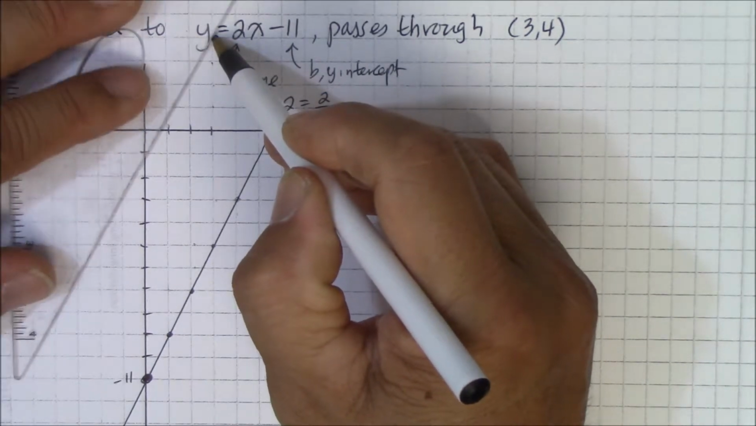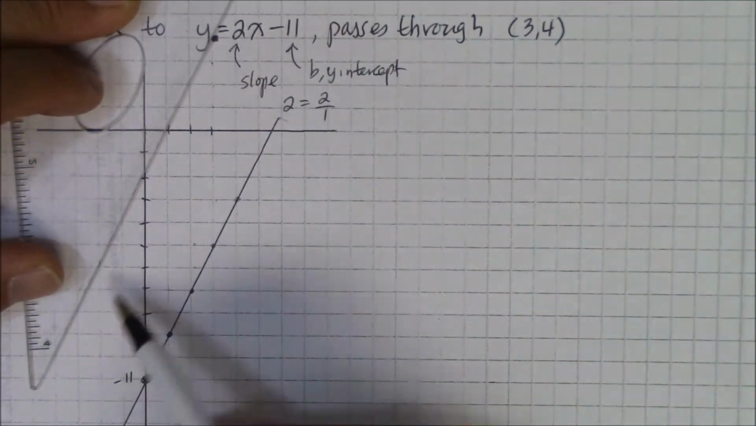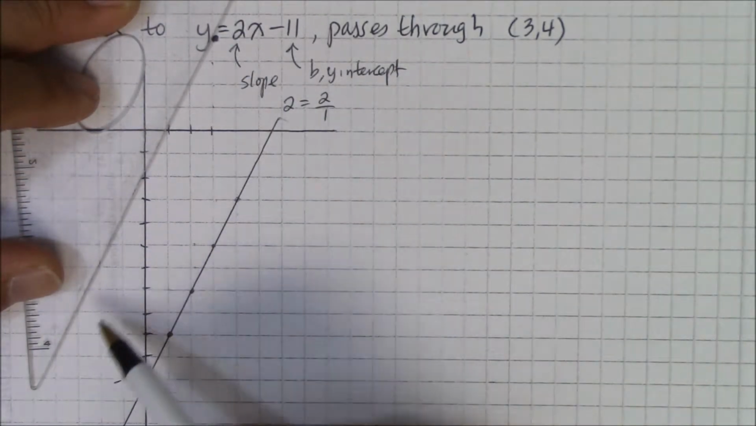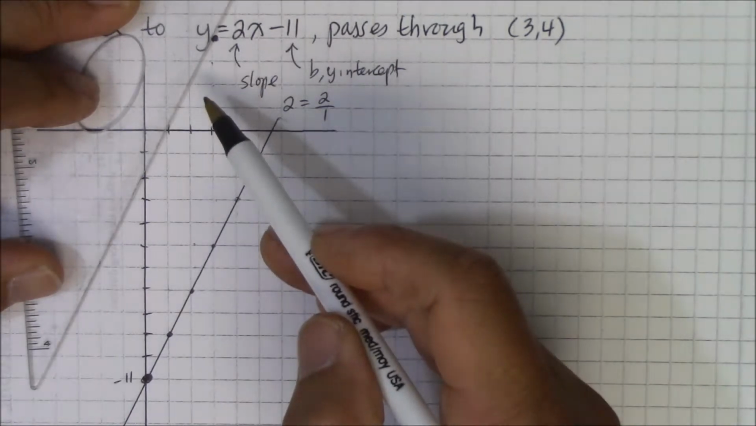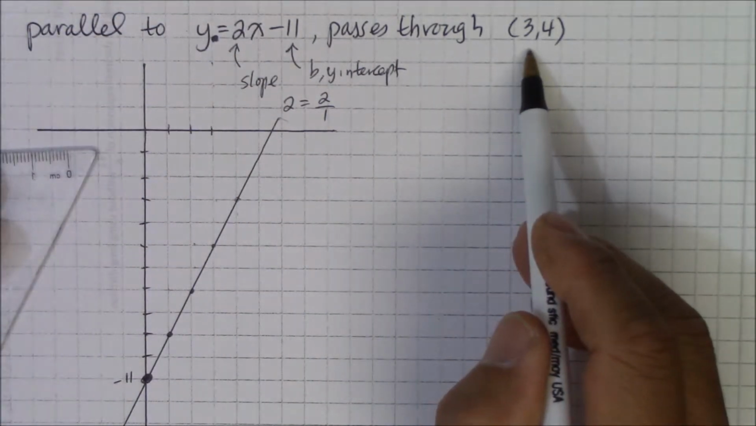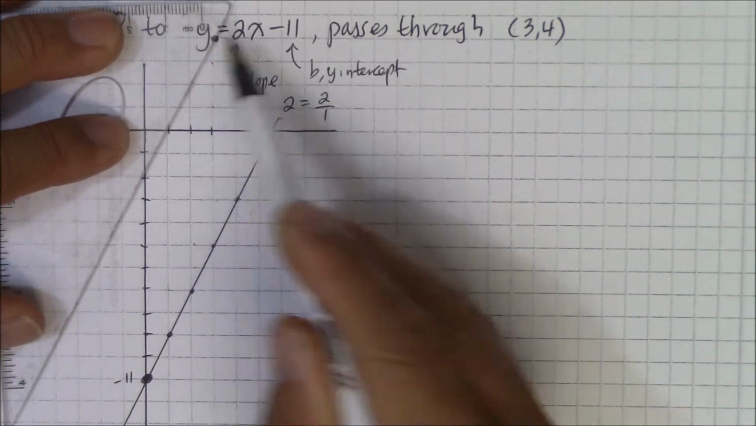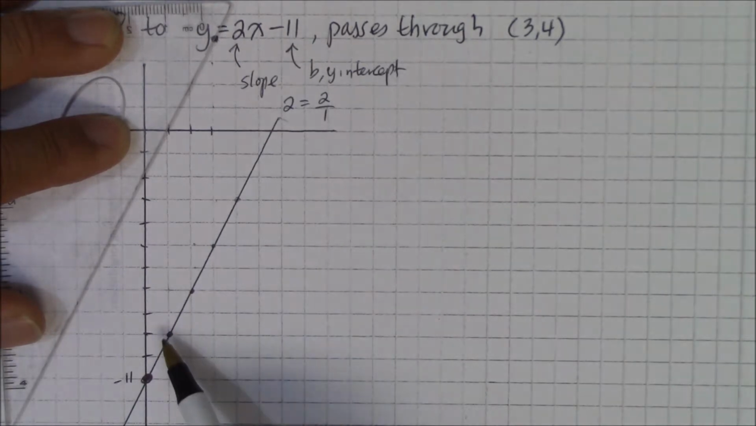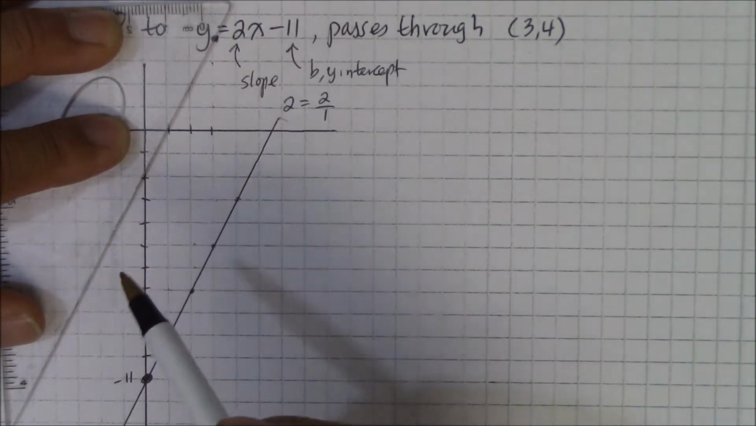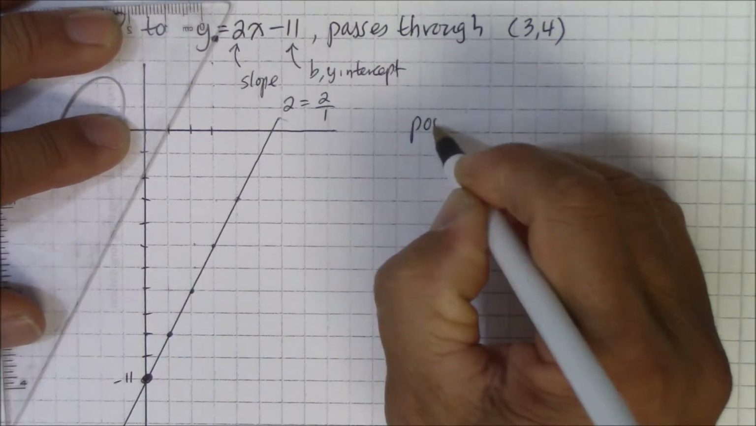So how do you make it so it's parallel? It has to look something like this, doesn't it? See? It has to look like that, so it's parallel. That's what they're asking. Not anywhere, but it has to go through this coordinate, which is right there, 3, 4, and has to be parallel to the original. Now I could draw it, but how do you write the equation? Enter the point slope form.